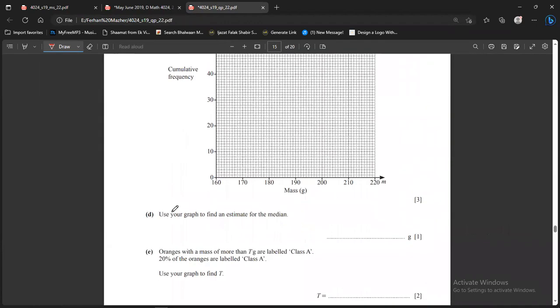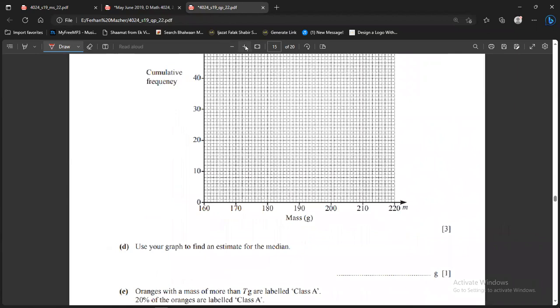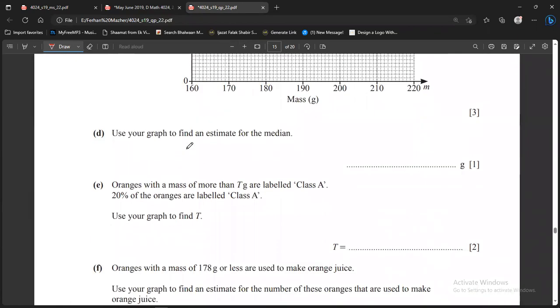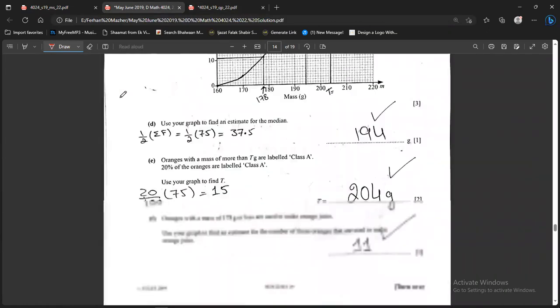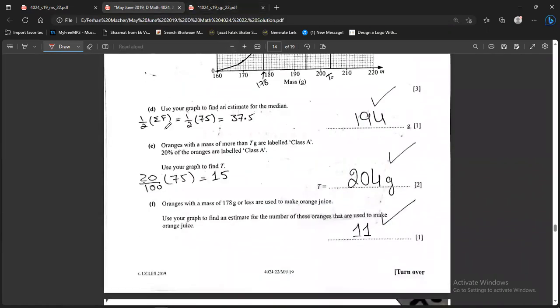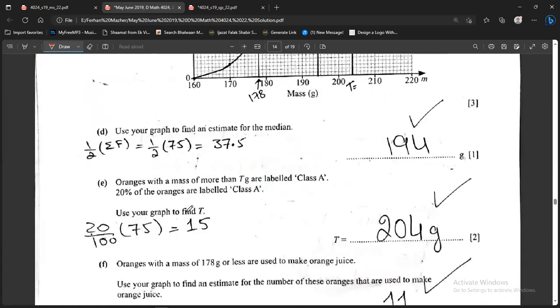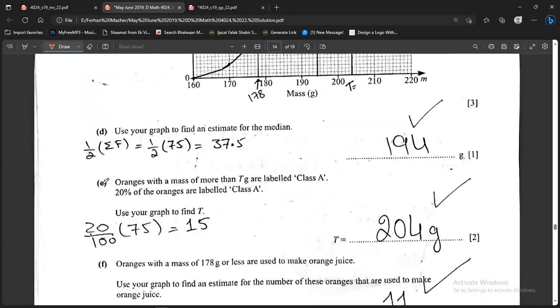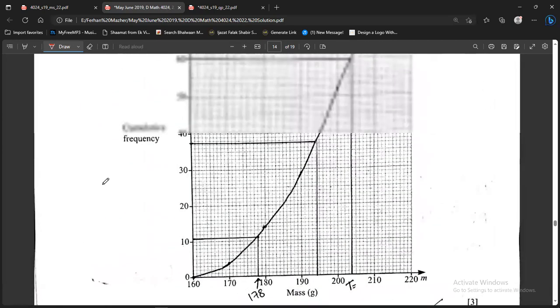Okay. Then it says use your graph to find an estimate for the median. If you want to find the median, we will take half of the total frequency and then check it on the y-axis. Half of the total frequency is 75, so one half of 75 is 37.5. So on the y-axis, check where 37.5 is.